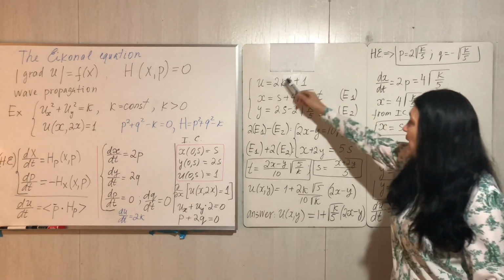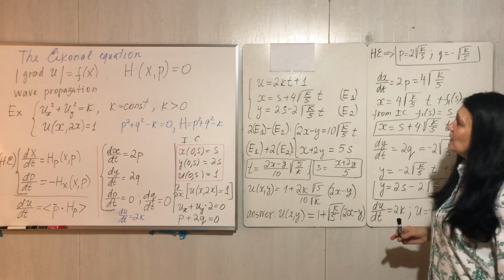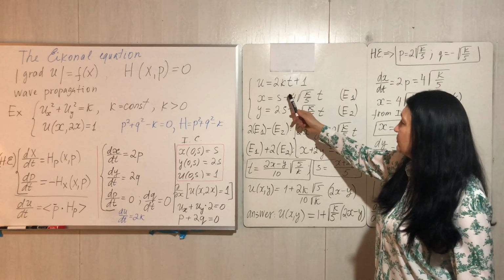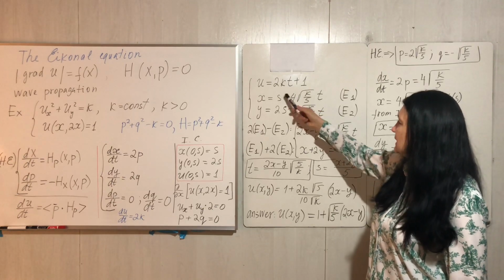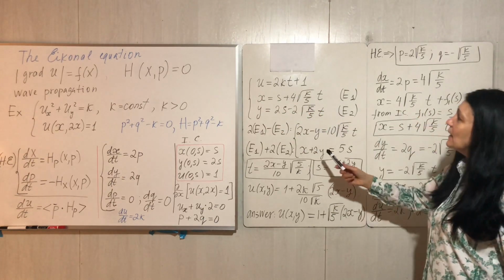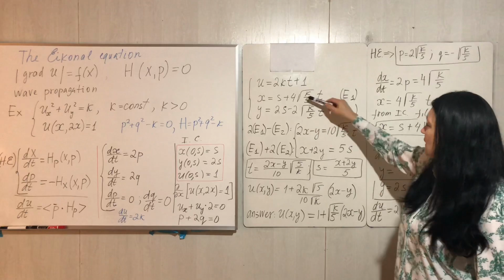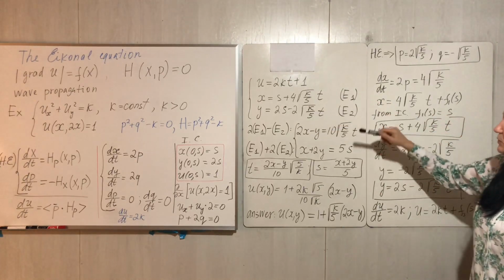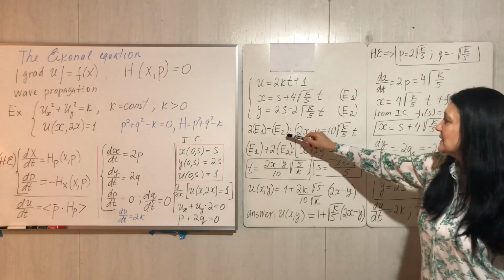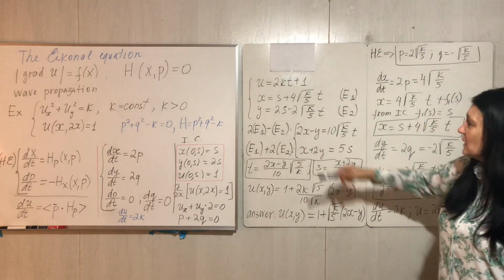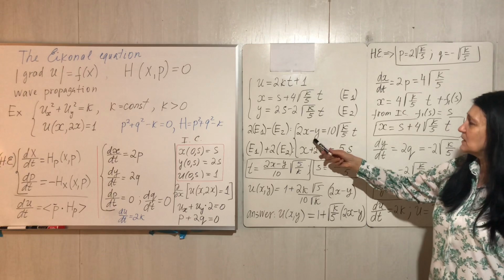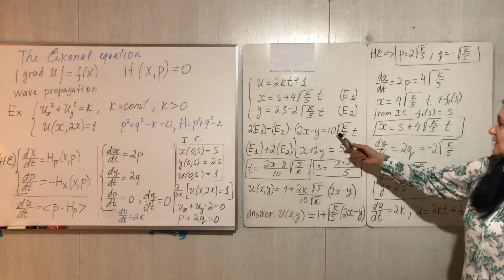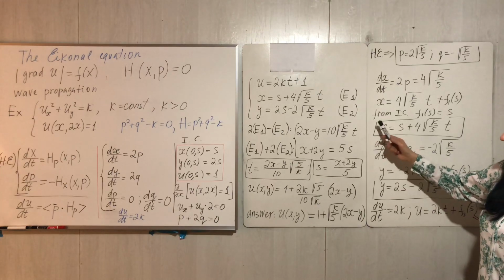Okay, so we have this here, and then we want to find s and t in terms of x and y, so we can give this equation the name E1, and the second equation E2. If we take 2E2 and subtract E1, we will get 2x minus y, and then here we will get 10 square root of k over 5 times t.